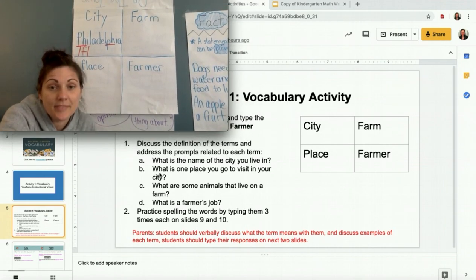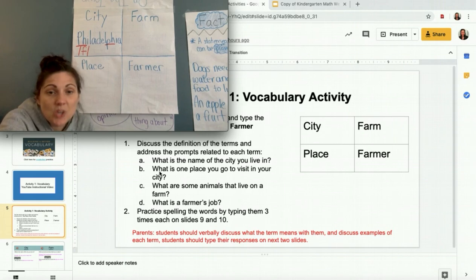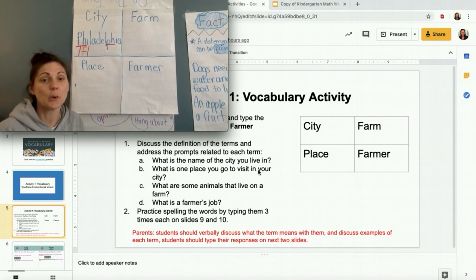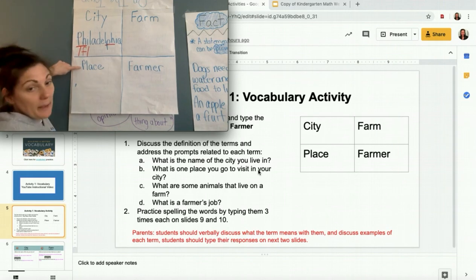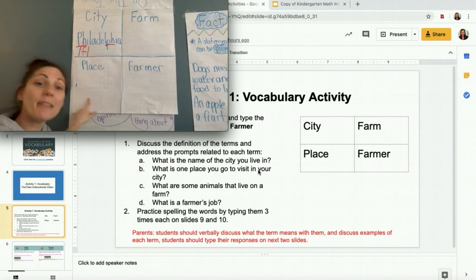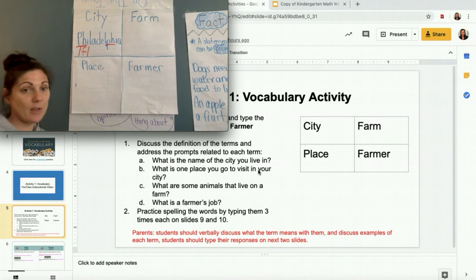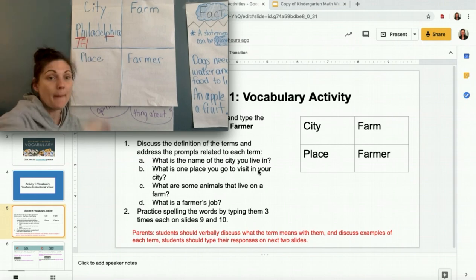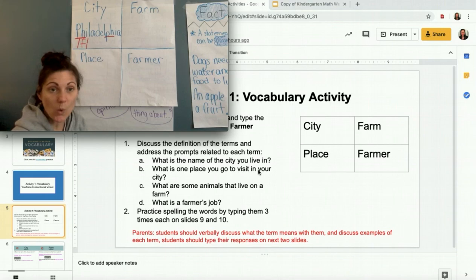Now, moving on, let's see what it says about part B. So what is one place you go to visit in your city? Okay, so they're going to place next. So we're going to come down here and find place. So what you're going to do here is draw a place in your city that you like to visit. Now, last week we talked about favorite places, and if you told me one of your favorite places last week, I remember specifically Gianna said her favorite place was the school, and Cassira said hers was the library.